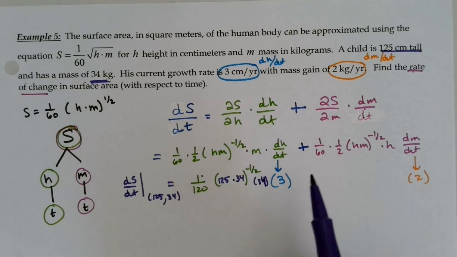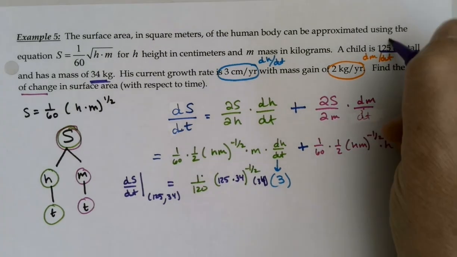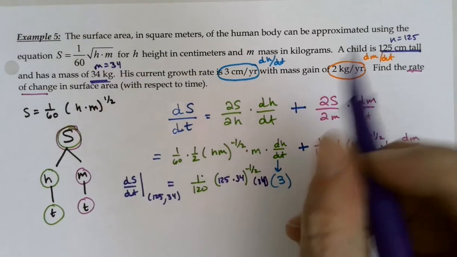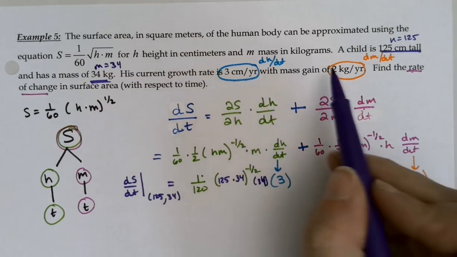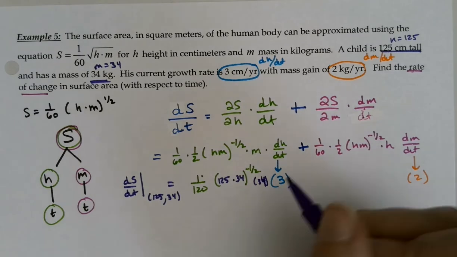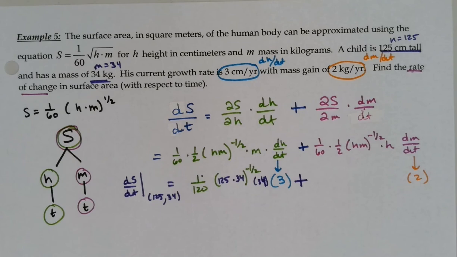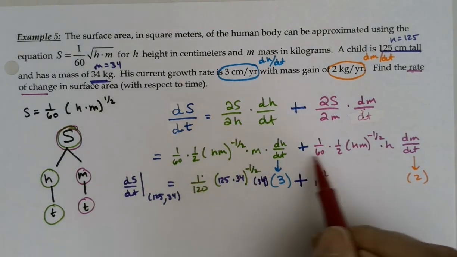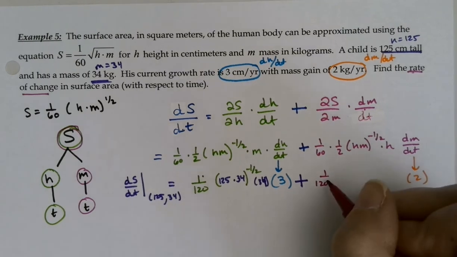So if we just use all the pieces that we were given, right? We were given h equals 125. We were given that m equals 34. We were given that dh/dt is 3 and dm/dt is 2. We can use those pieces to find everything that we were looking for. So if you will, this step right here has the derivative, and then I'm substituting all of it in.